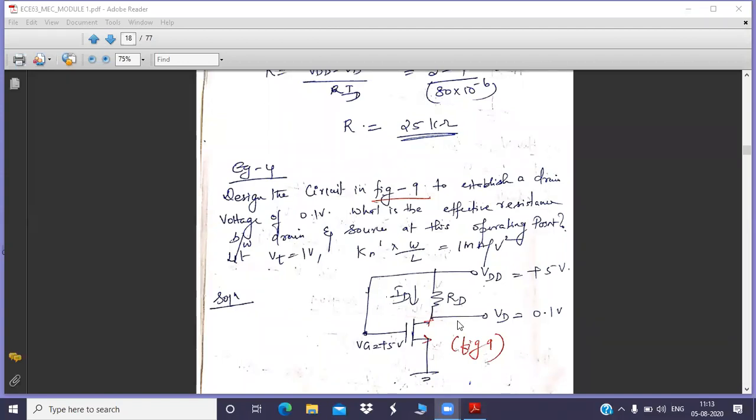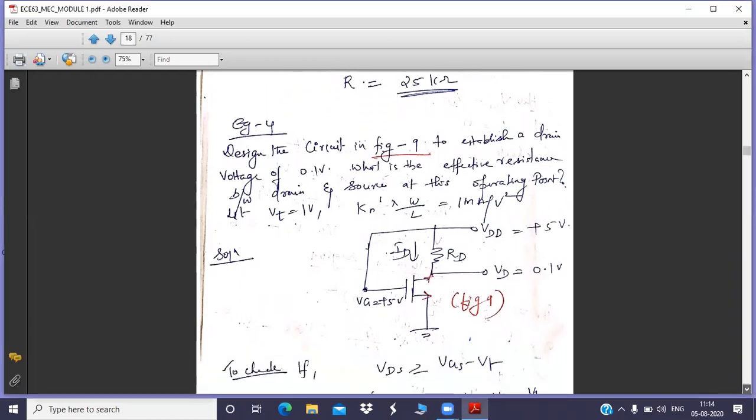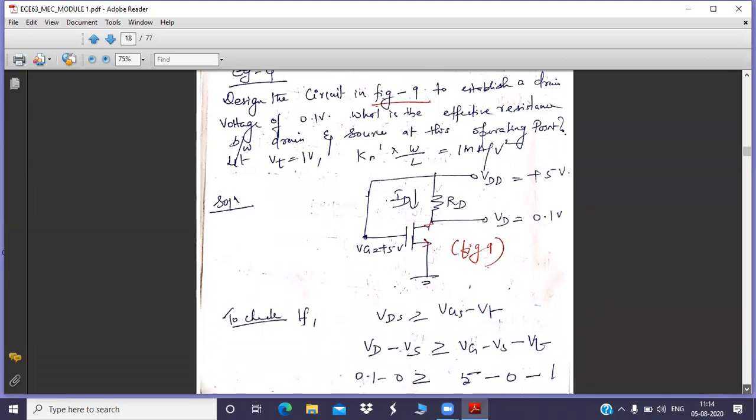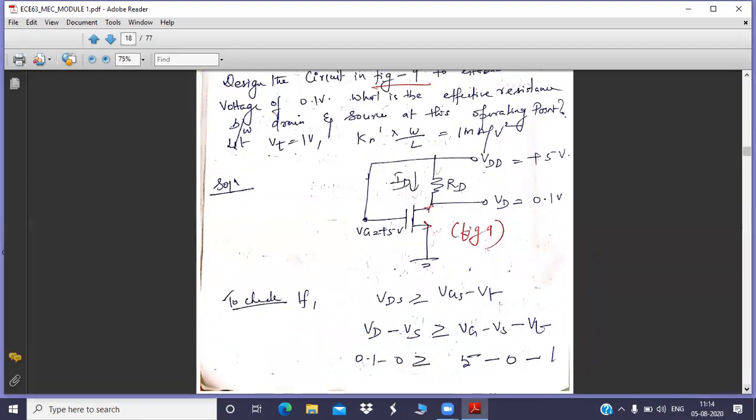In the earlier problem you had ID with you, but in this case you don't have ID. So you have to solve for ID initially. After finding ID, only then can you find RD. Understood? Because to find resistance, you need voltage divided by current.